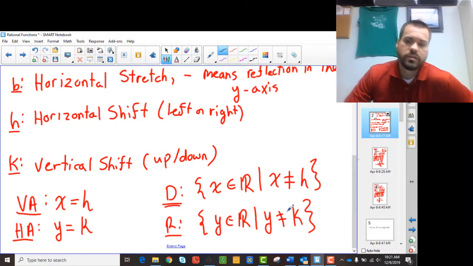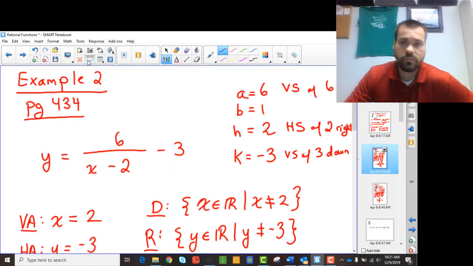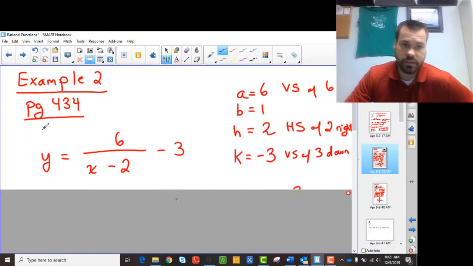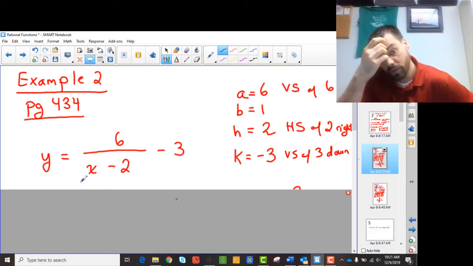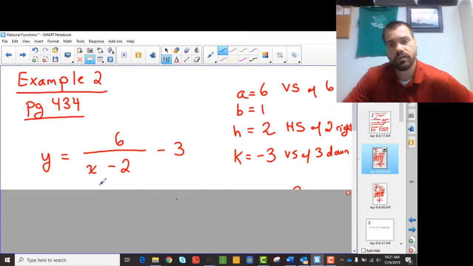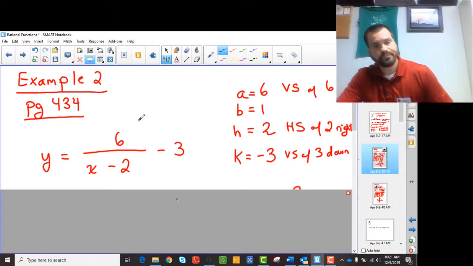All right. So how do I actually draw this and state everything? Let's just go through an example of this. So the question is this. It wants you to draw this and state all of the information from it. So the first thing you need to do when you look at a function like this is recognize what is the value of a, what is the value of b, what is the value of h, and what's the value of k.